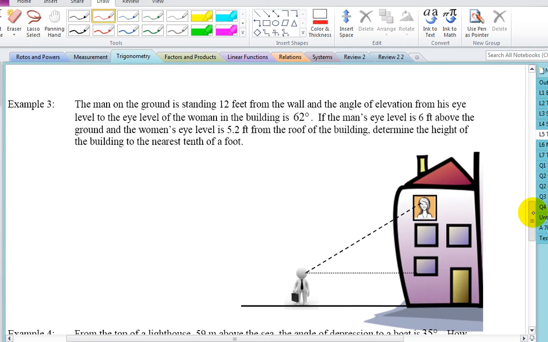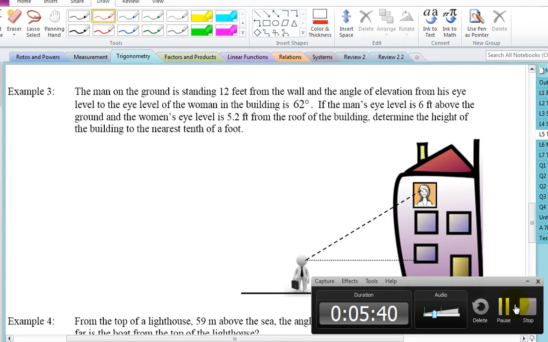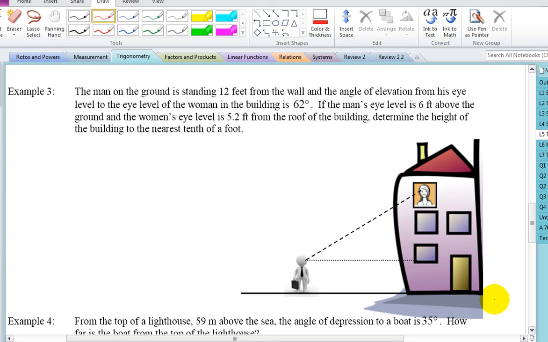Turn it over. Underline the important stuff. Go. Okay, so this one's a little bit tricky. The man is standing 12 feet from the wall. The angle of elevation is 62 degrees. Now the man's eye level is 6 feet above the ground, and the woman's eye level is 5.2 feet from the roof. Find the height of the building.